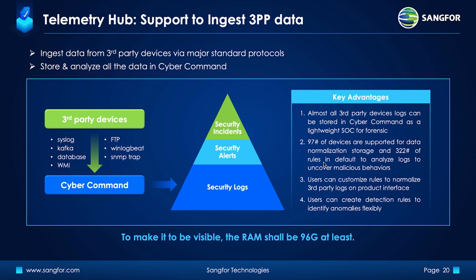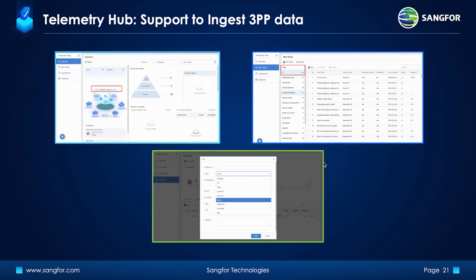And the customer also can create some detection rules or create some models by themselves, and we give the customer this configuration. Customers can use it to create detection rules to identify anomalous traffic. And which protocols can Sangfor support now? As you can see, we can support syslog, FTP, SNMP trap, and WMI, these protocols.